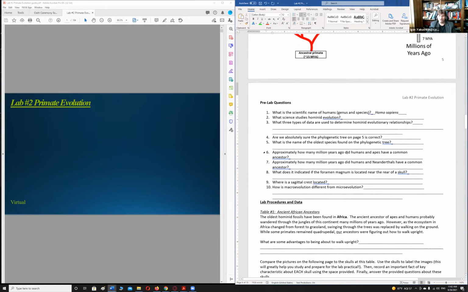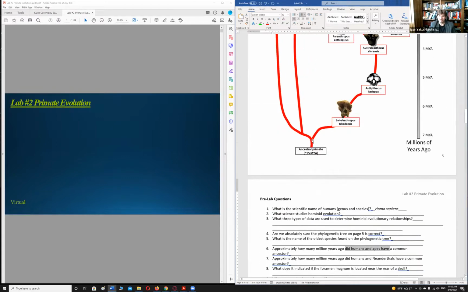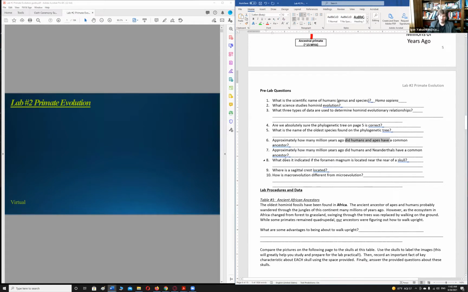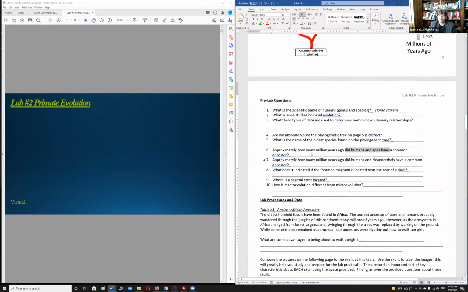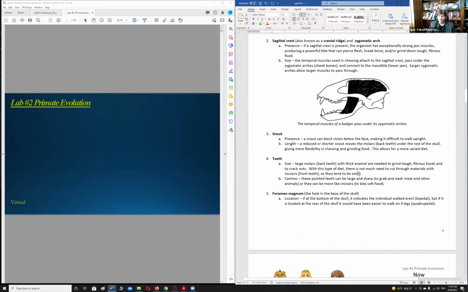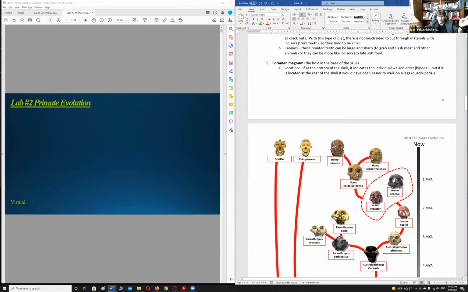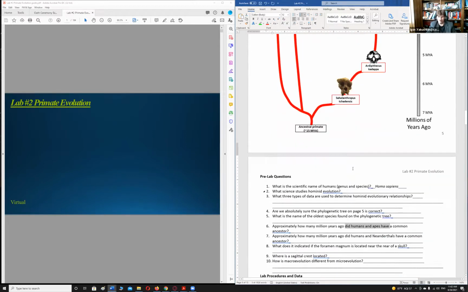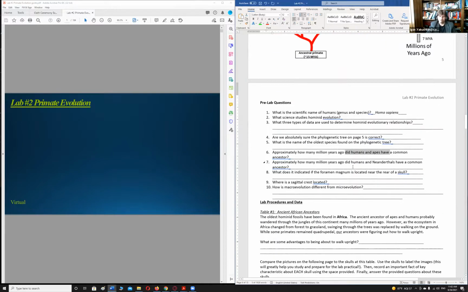Approximately how many millions of years ago did humans and apes have a common ancestor? See right there, ancestral primate. Over 7.5, 8 million years ago. Approximately how many years ago did humans and Neanderthals have a common ancestor? Heidelbergensis separated, or we separated from the tree roughly 500,000, oh, 500,000 years ago, not millions. So 500,000.